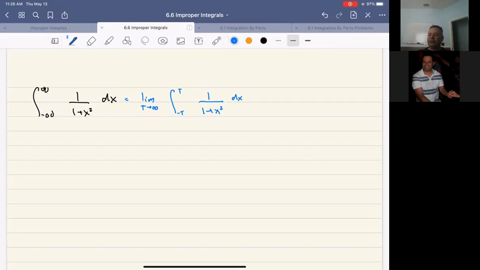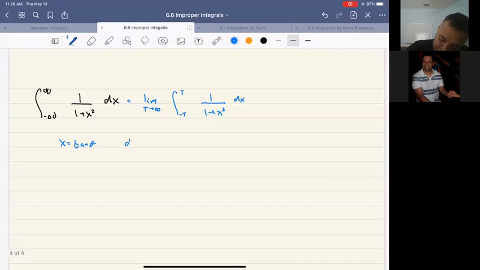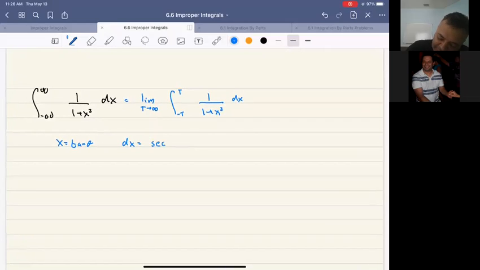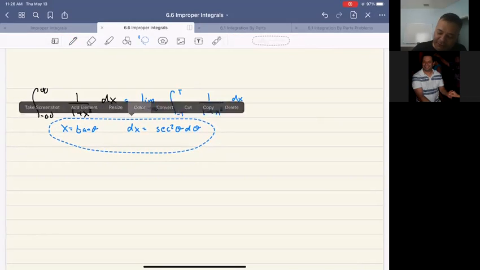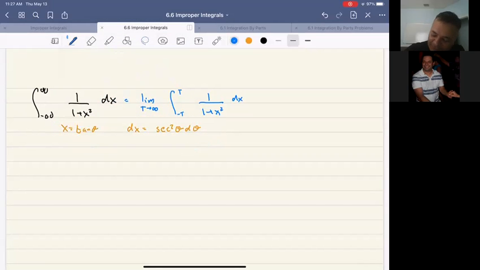Now, this is a trigonometric integral. Remember, we're going to take x equal to tan theta. dx is then secant squared of theta d theta. Sort of a standard trigonometric integral by now, but I know that as students, it might not be as clear to you. So this is the limit as t goes to infinity.